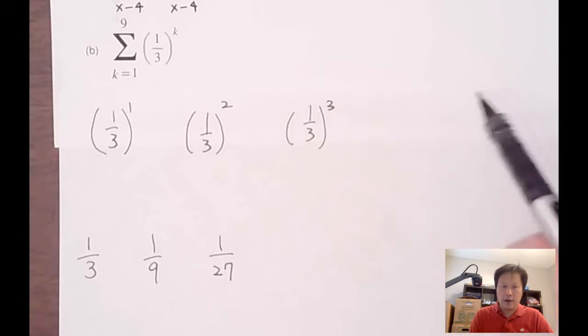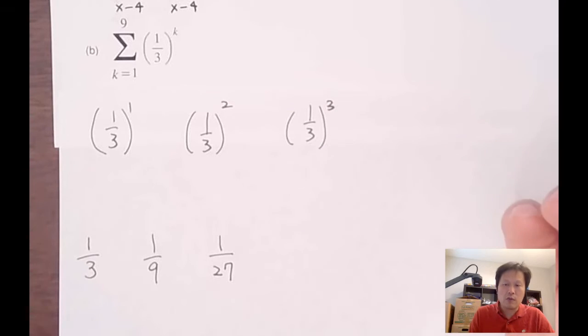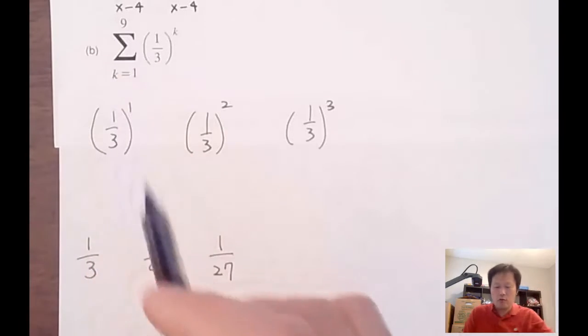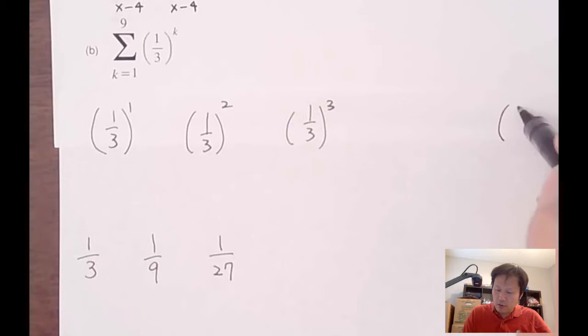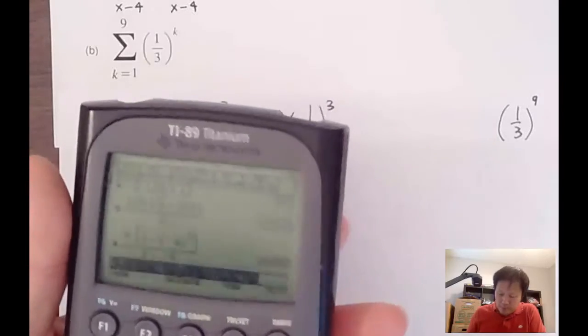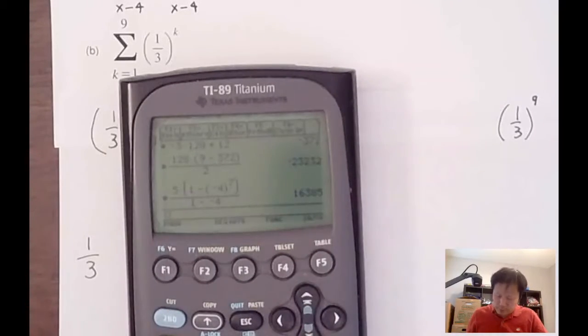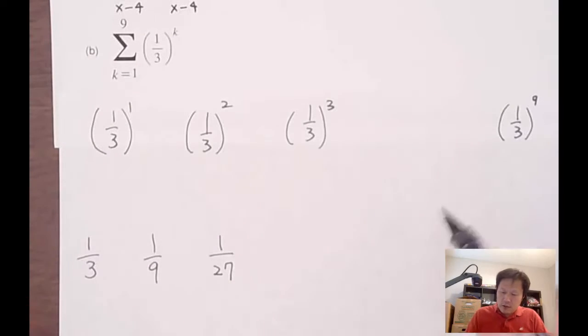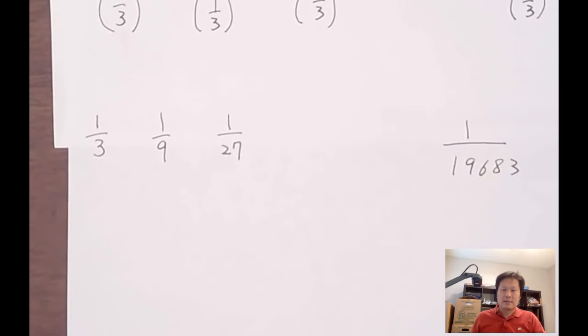Plug in 4, 5, 6, 7. You might say, when do we stop? Right here, the terminating number is 9. You plug in all the way up to 9. The last number plugged in will be 9: (1/3) to the 9th power, whatever that is. Let's see if the calculator can handle that number. (1/3) to the power of 9. Yes, it can handle it. That is 1/19683, the last number.